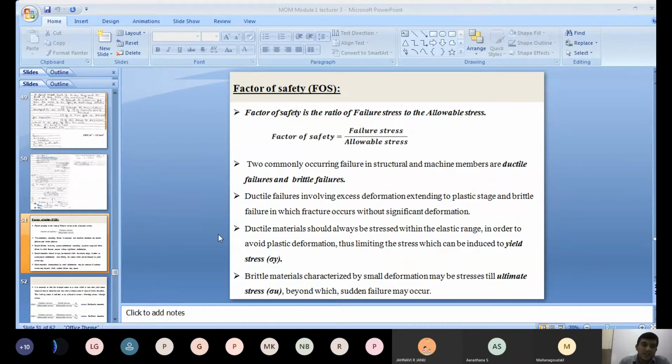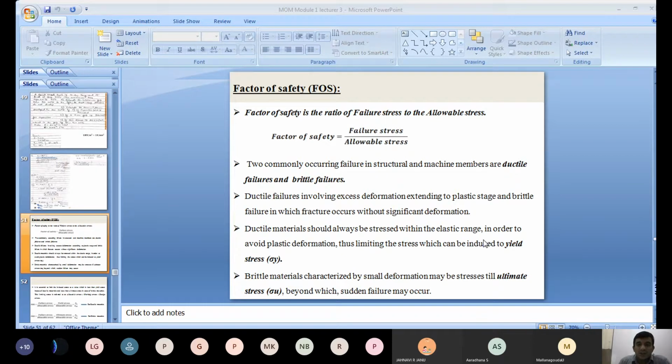Our engineer's intention is that the material will not fail due to an applied load, and in that way you design the component. How do you design the component? If it is a ductile material, it should always be stressed within the elastic range. Whatever load you apply on the material should be within the elastic limit. Then only will the material withstand the load and do its function.